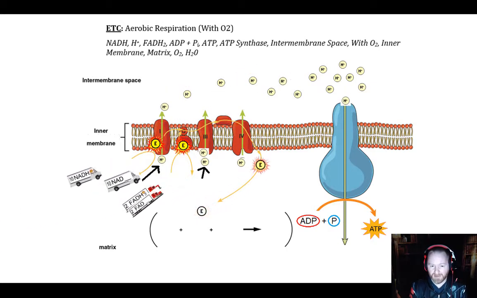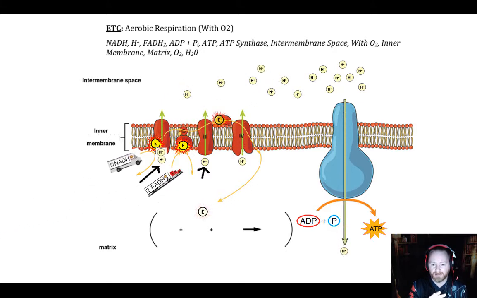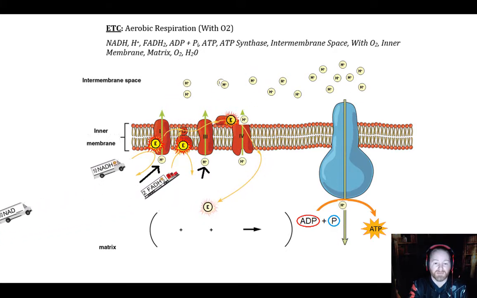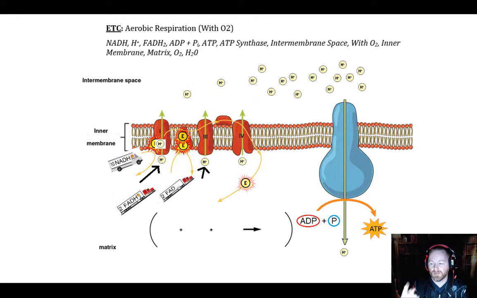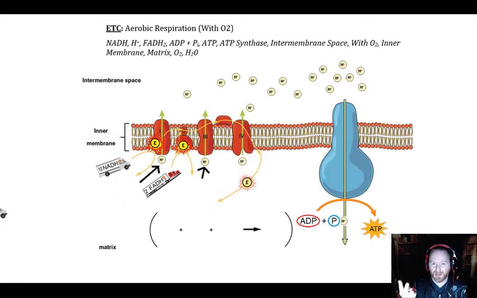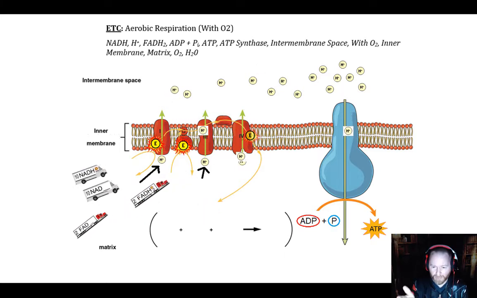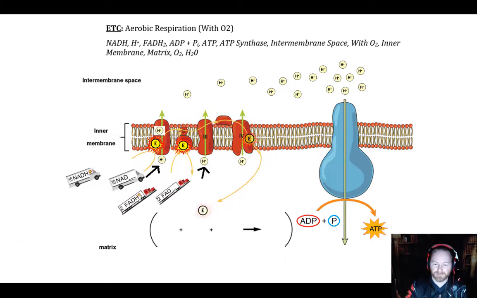But we haven't quite accounted for everything yet that's in our equation. We've got the ATP at the end. We've broken down the glucose. We've released the CO2, but we haven't done anything with water yet, and we haven't done anything with oxygen yet. So let's look at the loose ends. There's two.